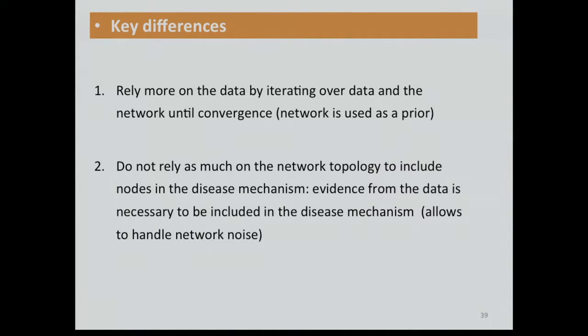And also, because of the assumptions that we made about what the disease mechanism should look like, we do not rely as much on the topology of the network by design, because that's what we chose. So there is no way in our method for a node to be on if all of its neighbors are on. So TP53 will not always be on. It has to have the evidence from the data, which in breast cancer it would be, but not in every cancer.